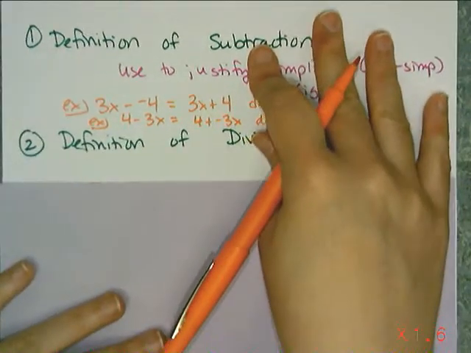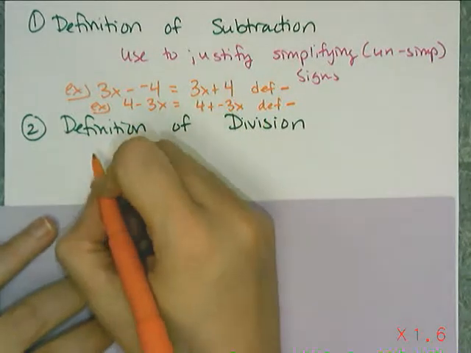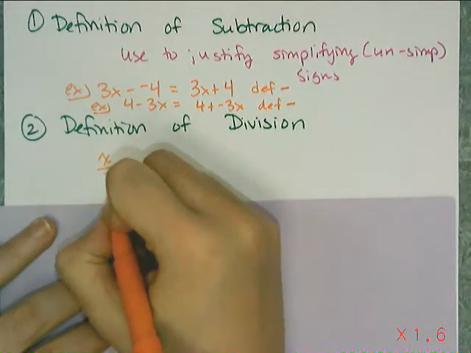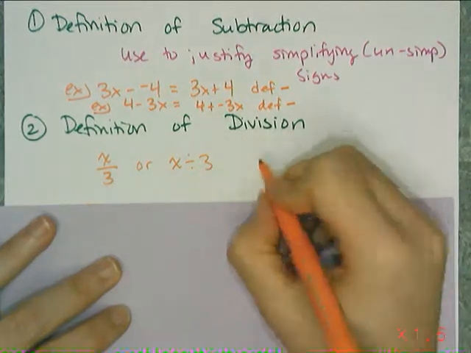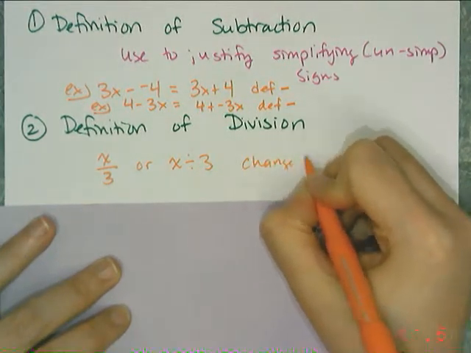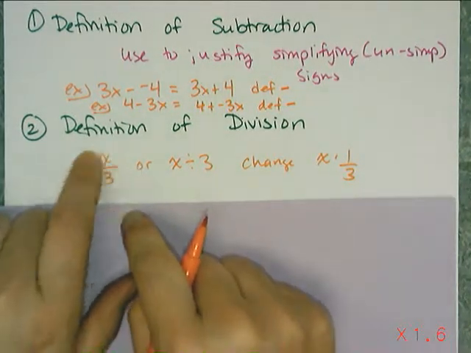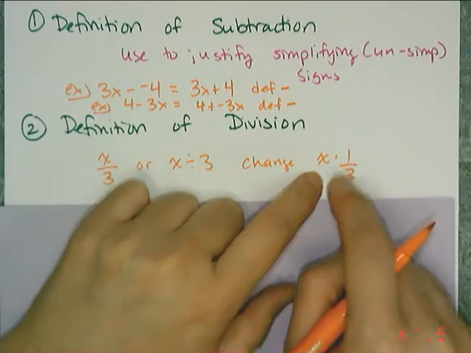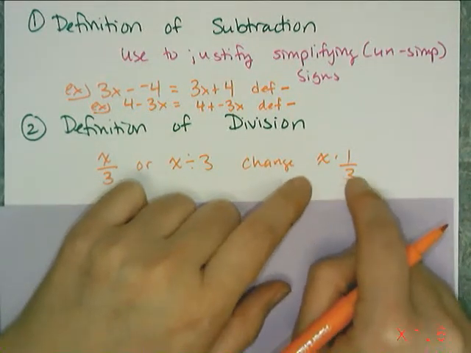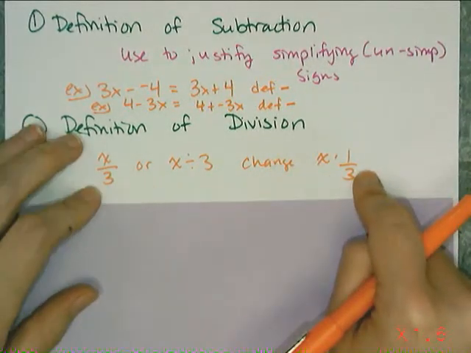The next one we're going to use less often is the definition of division. And so that's when I have x divided by 3 written like this, or x divided by 3 written like that, and I change it to x times 1/3. So whenever I change division, either with the vinculum or with the obelus, into a multiplication by the reciprocal, then I totally have the definition of division being used. So this is an example of the definition of division.